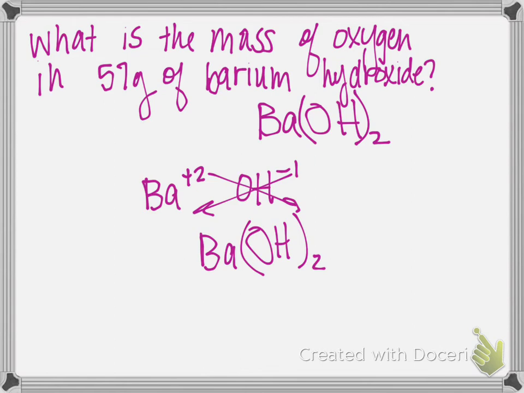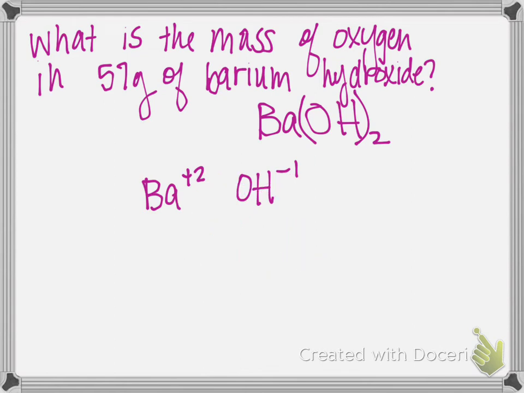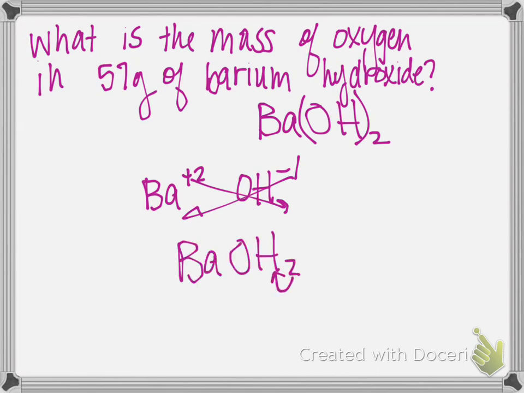So you see, the charges still matter, and they matter because this is ionic. So when I bring this down, if I would just leave it like this, BaOH2, that would be saying I only need 2 hydrogens. But that's not true. I need 2 of the hydroxide molecules. So I've got to put parentheses, because now the 2 pertains to oxygen and hydrogen. Okay?